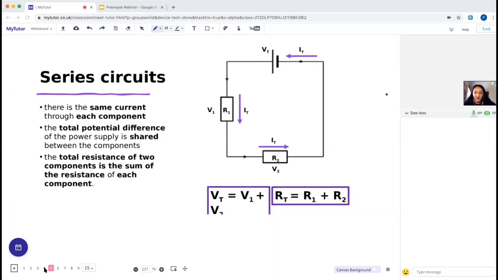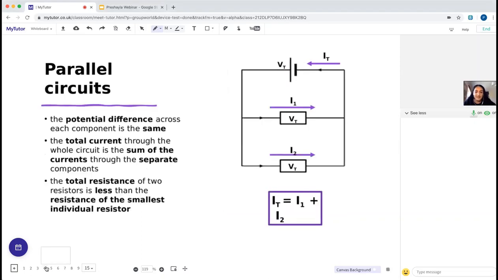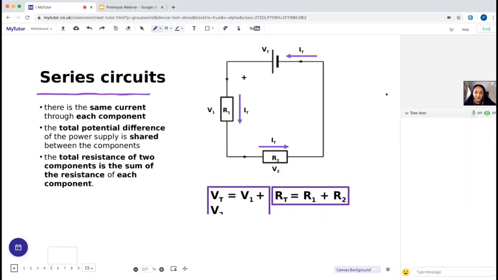So you can see the differences now with parallel and series. In parallel, we have the same voltage in each component. In series, the voltage is shared. So we have this total voltage coming from the battery, which then splits into the voltage in this resistor and the voltage in this resistor. So the equation is V total equals V1 plus V2.